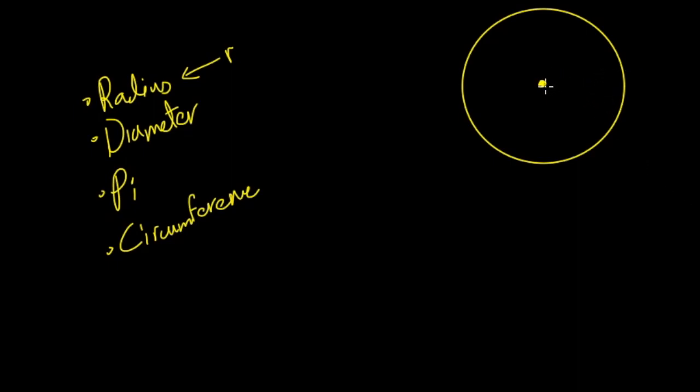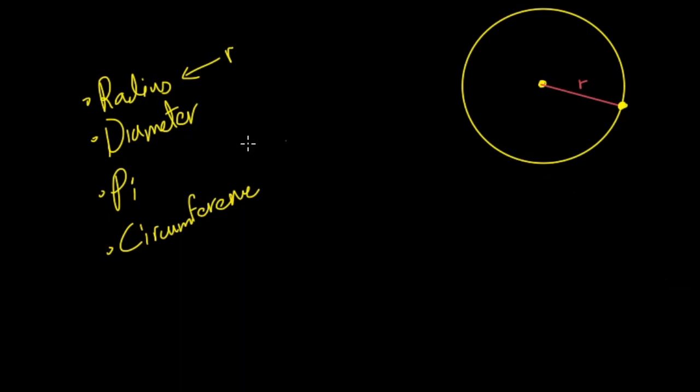So the radius is from the center point of the circle to any dot on the outside of the circle. So this is showing the radius. I took a point here on the outside, on the actual circle, and then connected it to the center of the circle. And that distance, that measurement, is the radius.